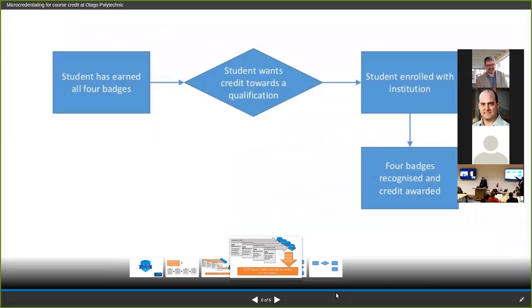Okay, then after they earn all four badges, they might decide that they want credit towards their qualification. Then if they say they want credit, we enroll them and we give them the credit. That's all there is to it. Before we transfer credit. Transfer. Even if they've only done one course? No. So they have to do all four badges equals one course. Two courses.